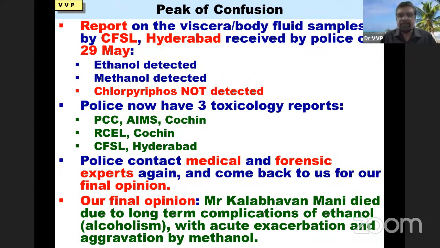The final opinion is that Mr. Kalaban Mani died due to long-term complications of ethanol, that is alcoholism, with acute exacerbation and aggravation by methanol. When we were asked how methanol came in, we said that methanol is present in traces in most alcoholic beverages. It is always present. In some beverages it is higher, in some only in trace quantities. And as I said, sometimes in a person with multi-organ damage, the methanol is not metabolized effectively, can accumulate, can cause problems, and excreted slowly, it can give rise to acidosis also.